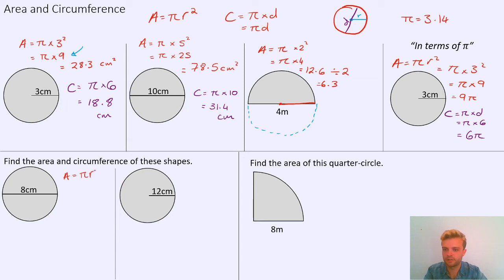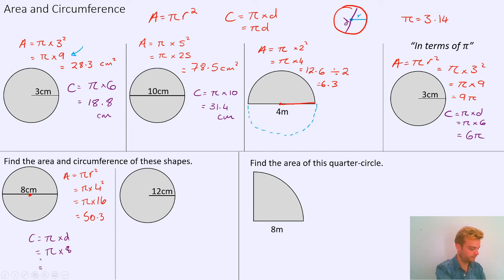Area is pi r squared, which is pi times 4 squared. I've had to half the 8 to get the radius because 8 is the diameter. Pi times 4 squared, that's pi times 16, which I put into my calculator. Pi times 16 is 50.3. Next, I will do the circumference, which is pi times diameter. We've got the diameter, it's 8, so it's just pi times 8, which is 25.1.